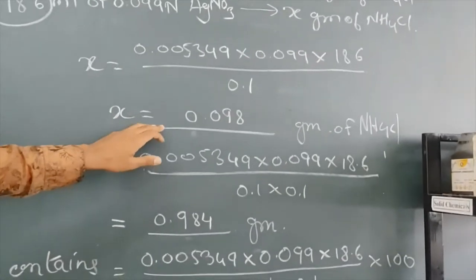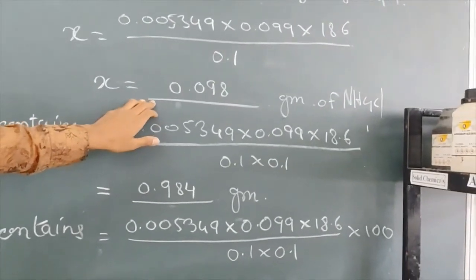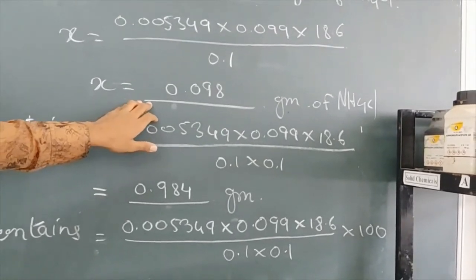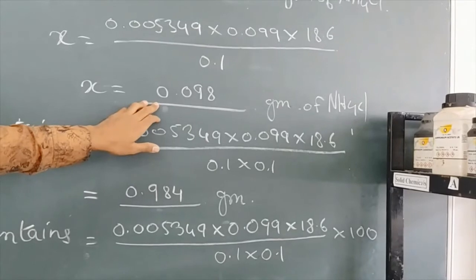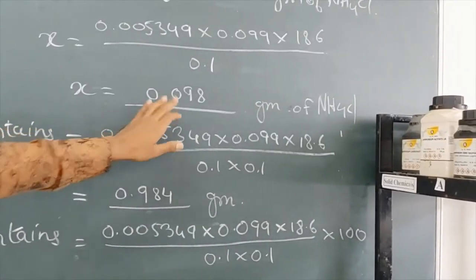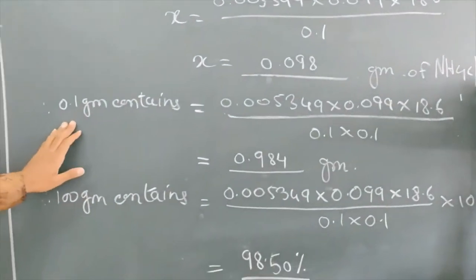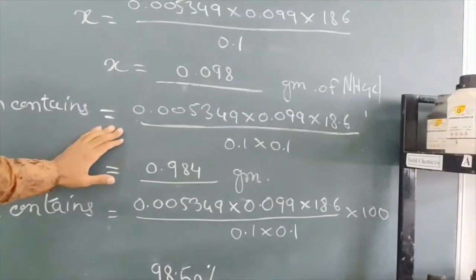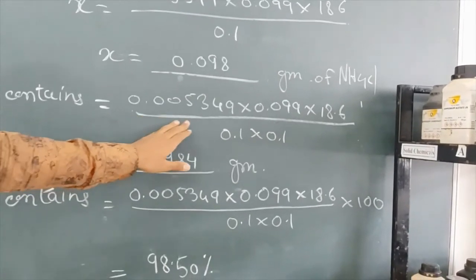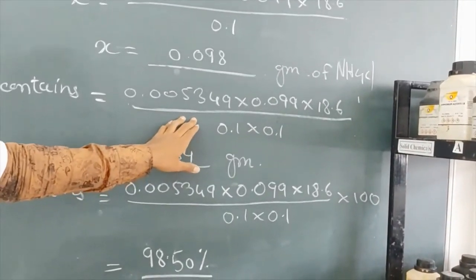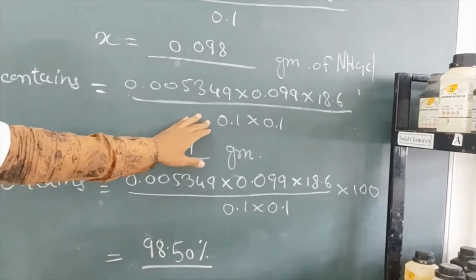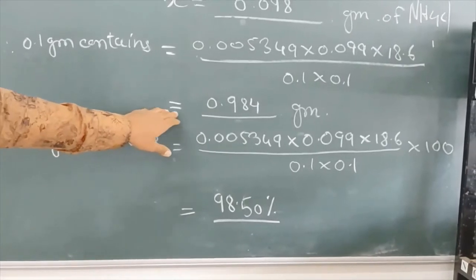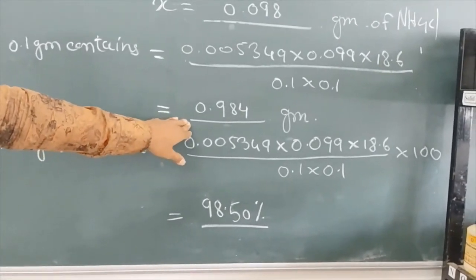Then 18.6 ml of 0.099 normal silver nitrate contains 0.098 gram of ammonium chloride. Then in 0.1 gram of sample, 0.005349 into 0.099 into 18.6 divided by 0.1 into 0.1. The 0.1 gram sample contains 0.0984 gram of ammonium chloride.